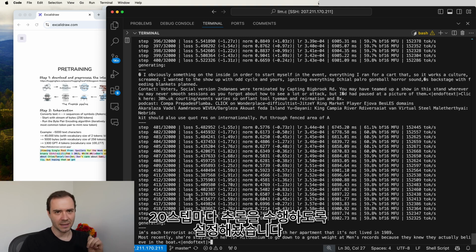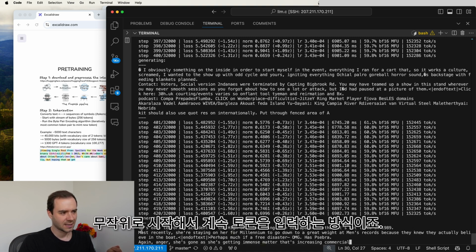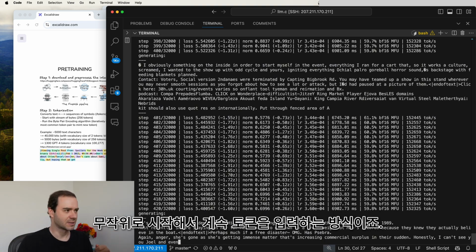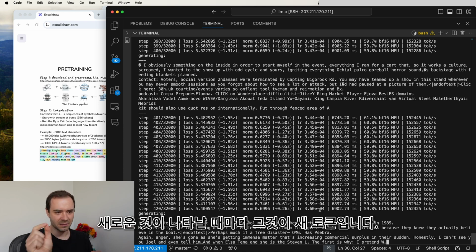Now, every 20 steps, I have configured this optimization to do inference. So what you're seeing here is the model predicting the next token in a sequence. You sort of start it randomly, and then you continue plugging in the tokens. So we're running this inference step, and this is the model predicting the next token in a sequence. And every time you see something appear, that's a new token.